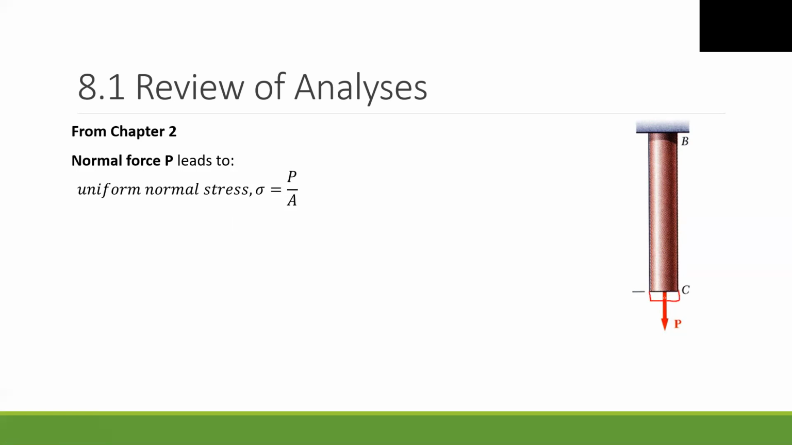Normal stress occurs on the surface of the body. This direction is the force direction, the tension direction. Therefore, the normal force is tension along the whole surface. We have a constant sigma value, and this sigma value is equal to P divided by the area.